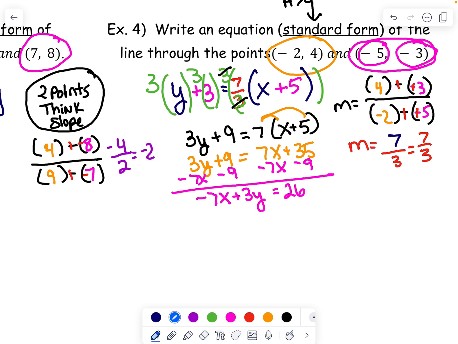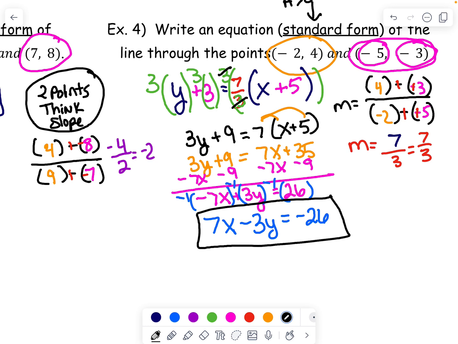Well, we want a to be positive. So what we're going to do is multiply everything by -1, doing the opposite of every single term. So 7x minus 3y equals -26. And this is our standard form, guys. And again, it wouldn't have mattered if we would have used pink or orange. But it would have mattered if I would have made a mistake on my slope. So always check your slope.